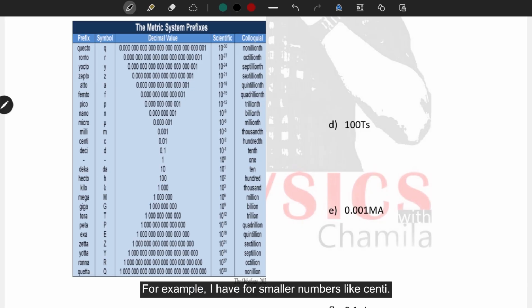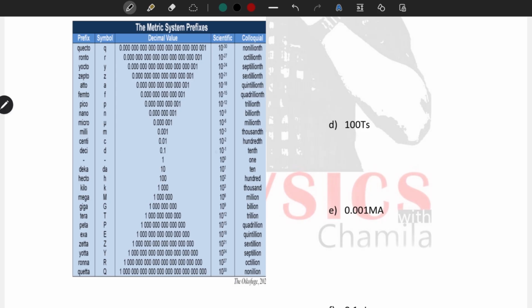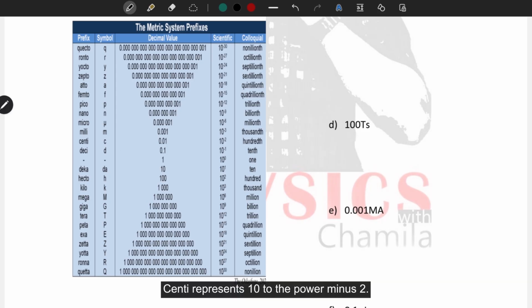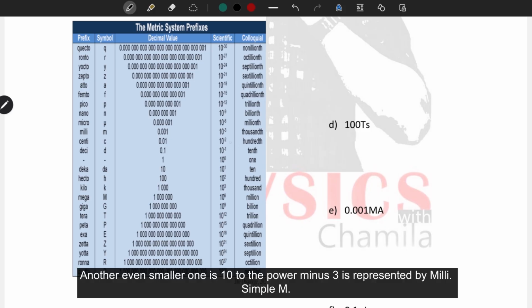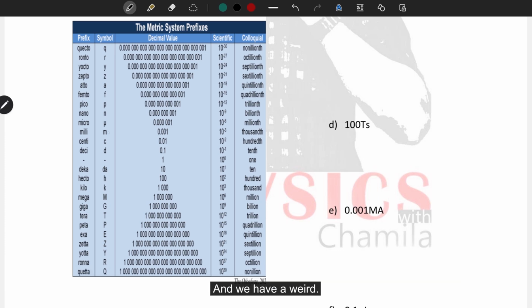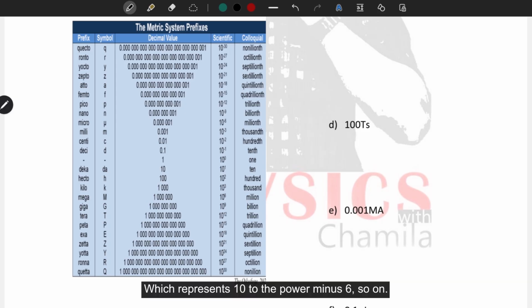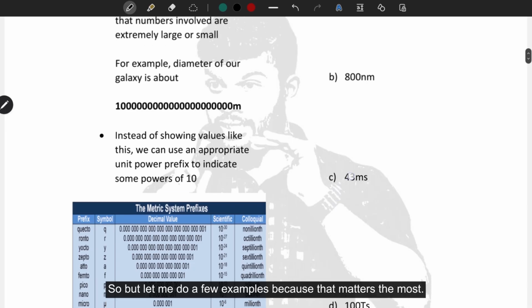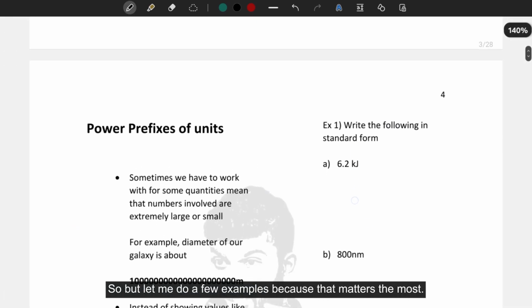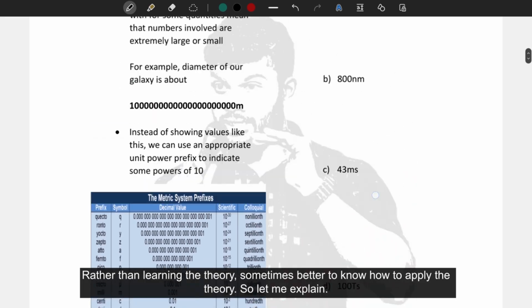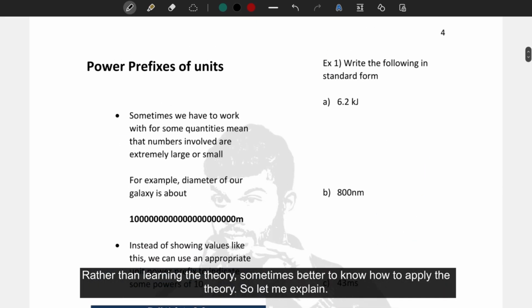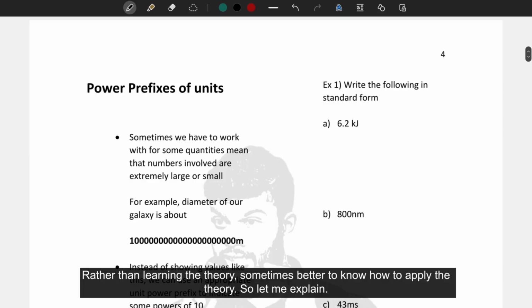For example, I have smaller numbers like centi. Centi represents 10 to the power minus 2. Another even smaller one is 10 to the power minus 3, represented by milli, simple m, and we have a weird letter, mu. This is called mu, to represent micro, which represents 10 to the power minus 6, and so on. But let me do a few examples, because that matters the most. Rather than learning the theory, sometimes it is better to know how to apply the theory. So let me explain first of all.